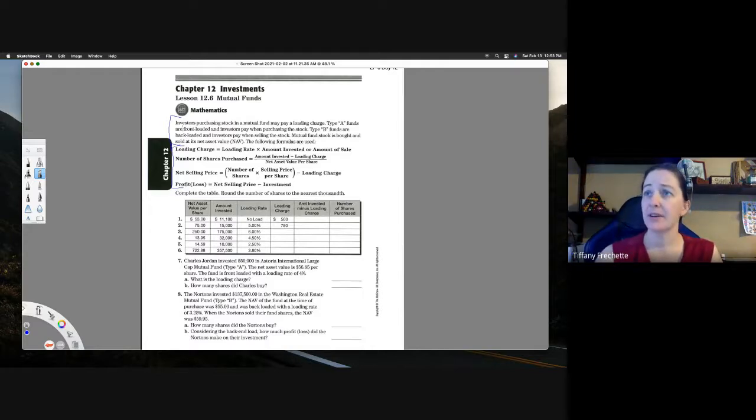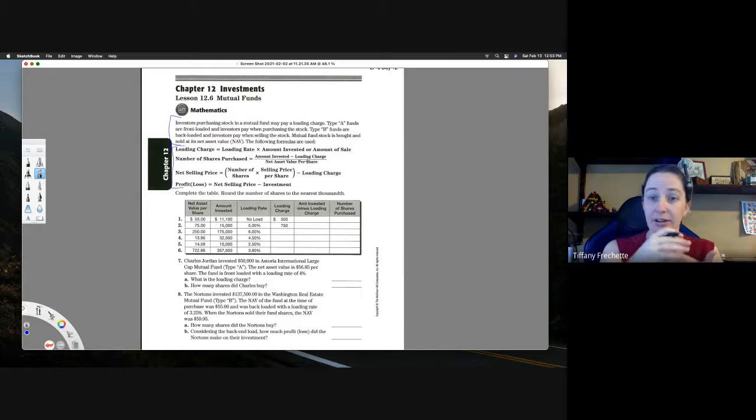So this top part says investors purchasing stock in a mutual fund may pay a loading charge. Type A funds are front-loaded and investors pay when purchasing the stock. Type B funds are back-loaded and investors pay when selling the stock. Mutual funds stock is bought and sold at its net asset value, NAV. The following formulas are used. They're giving you a very small summary of this section.